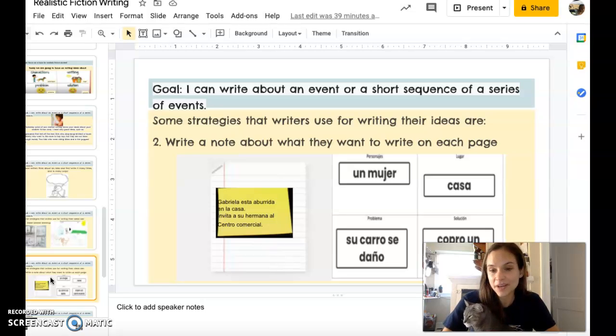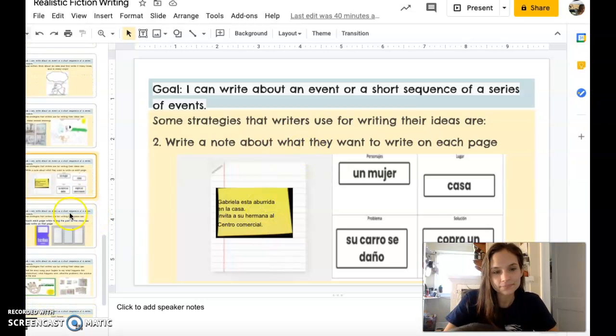Another strategy that writers use is writing a note about what they want to write on each page. So what that means is instead of writing on pages, when we use Seesaw, you'll just write a little note and put down what you want to happen on that page. And then on another page, you write down what you want to happen next. On a third page, you write down what you want to happen after that.